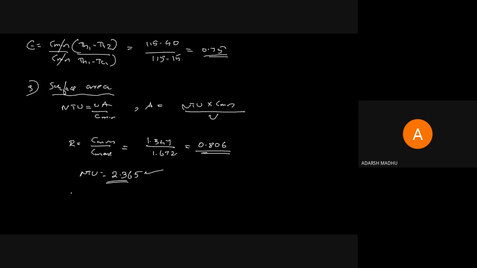Other than using the graph, we can also use an equation. We know that the effectiveness for a counter flow equation is 1 minus exponential of minus NTU into 1 minus R, divided by 1 minus R exponential of minus NTU into 1 minus R. This is the equation for a counter flow, right? So we can rearrange this particular equation in the form.